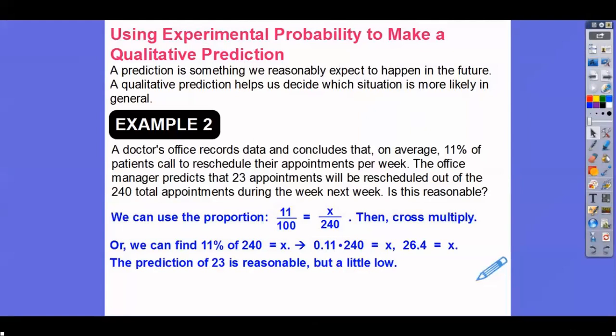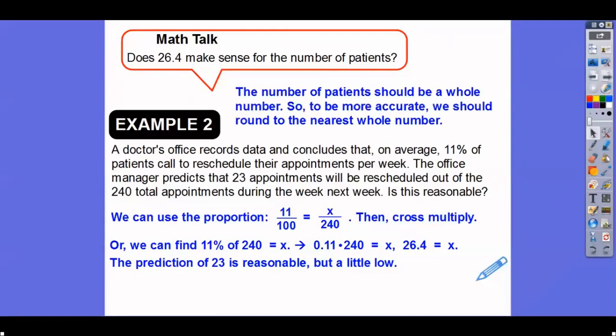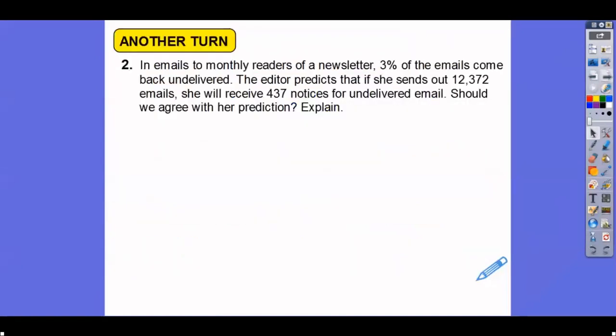But the prediction, he said, is 23. So it's reasonable, but a little bit low. 26 from 23 is not a big difference, but it's a little bit low. So this is how we can use a percent also to predict the answer. We have another example. In this question we said the prediction is 23. So we said it's a little bit low.